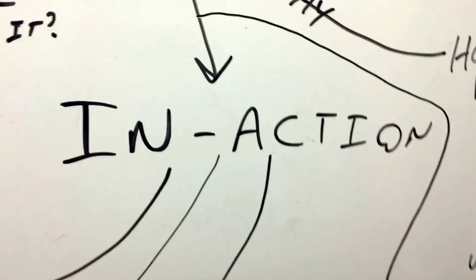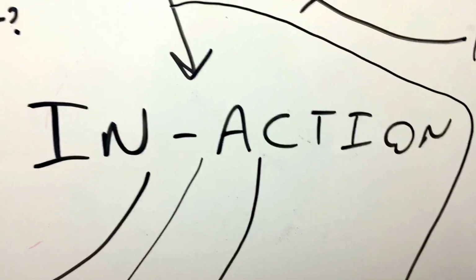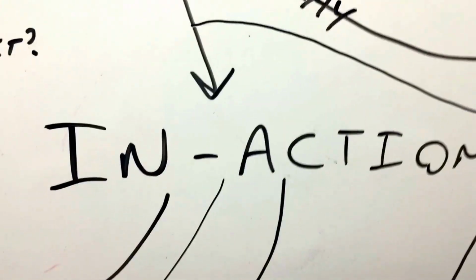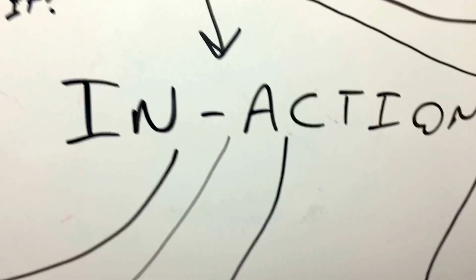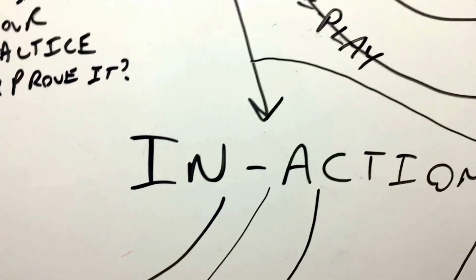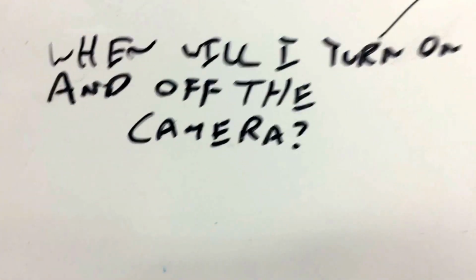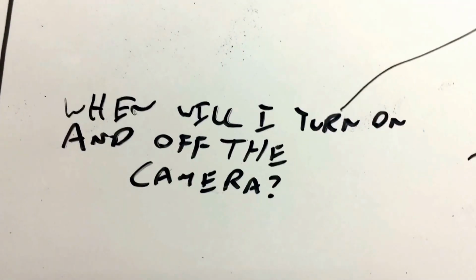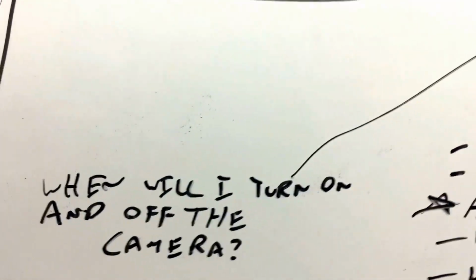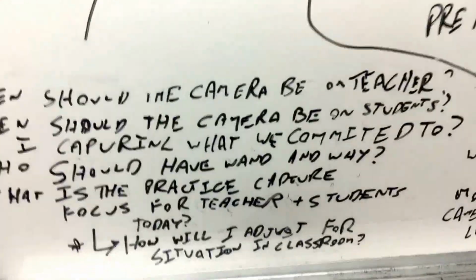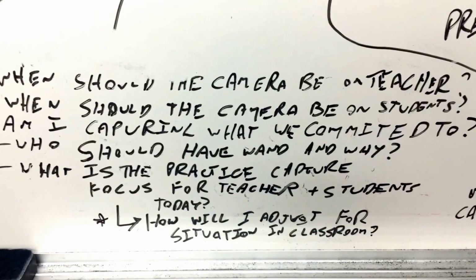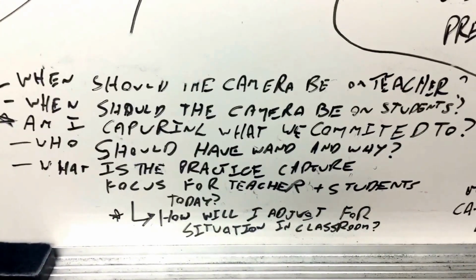During the in-action component, which is during a lesson, right? So this assumes that a coach is able to be present during a session. Otherwise, the teacher will be asking him or herself these questions. But in action, during the session, we ask ourselves things like, when will I turn on and off the camera as the coach, right? When will I capture or not capture what's going on? Okay, and then we come into questions like these ones. When should the camera be on the teacher? When should the camera be on the students? Am I capturing what we committed to?